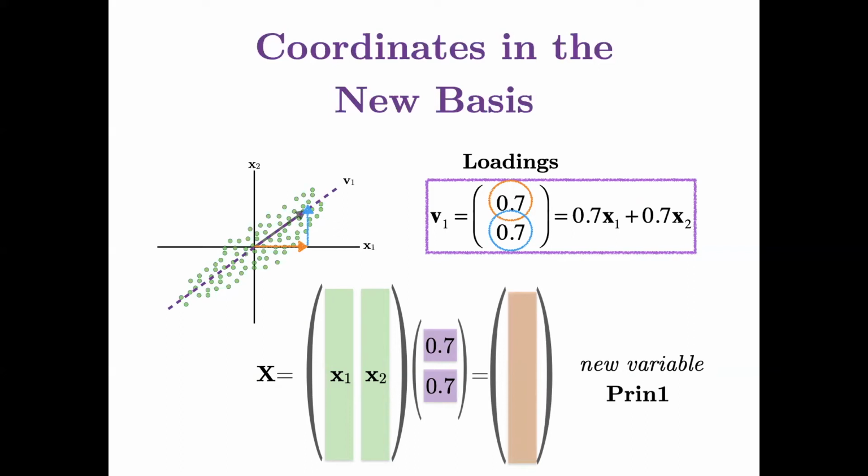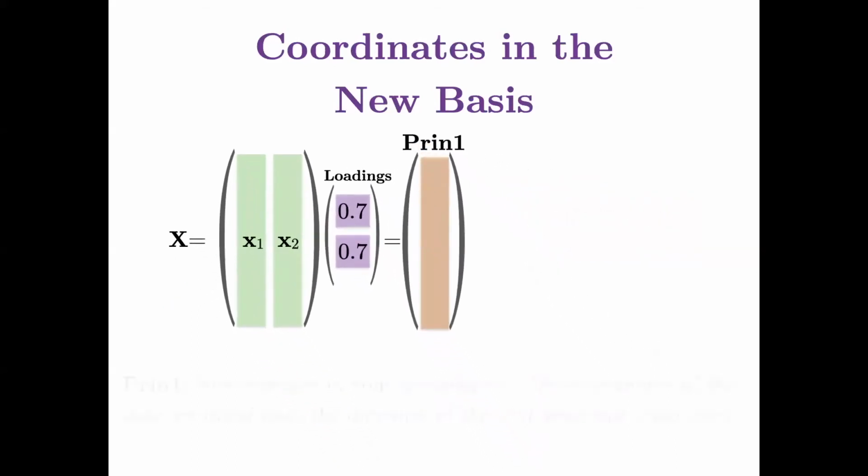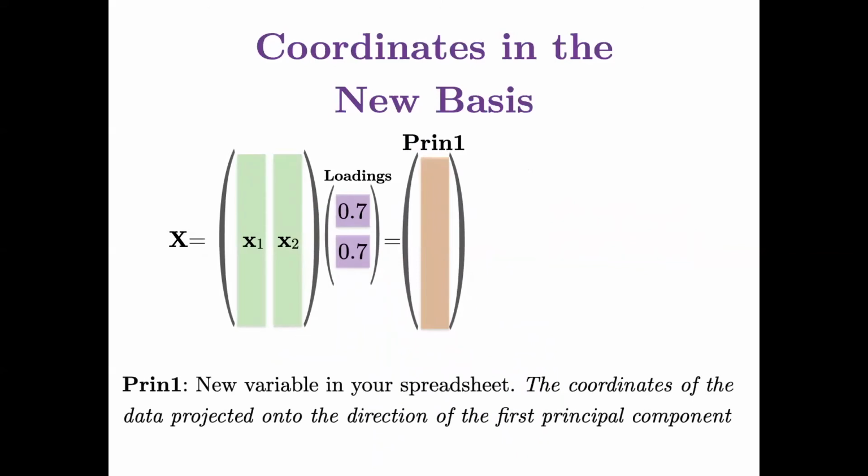Now, because of all the analogies going on here, the terminology from the software can be confusing. In SAS, this new variable will be created in an output data set, as we'll see, and it will be entitled Prin1 for principal component 1. And so that's the new variable. That's the coordinates of the data projected onto the direction of the first principal component.